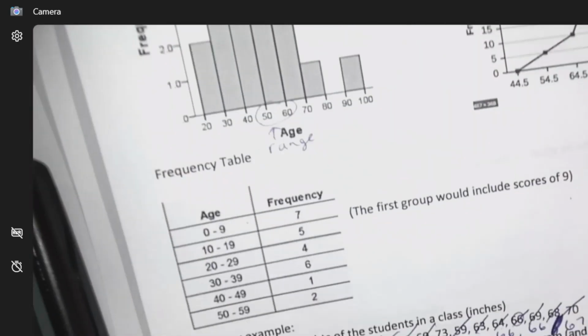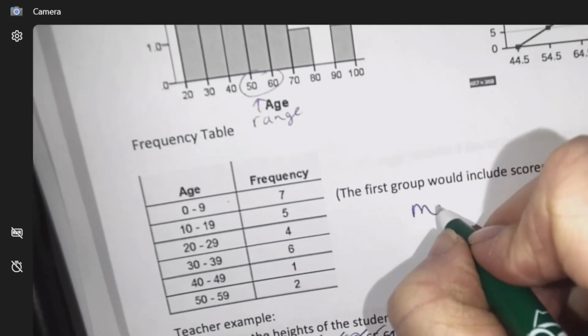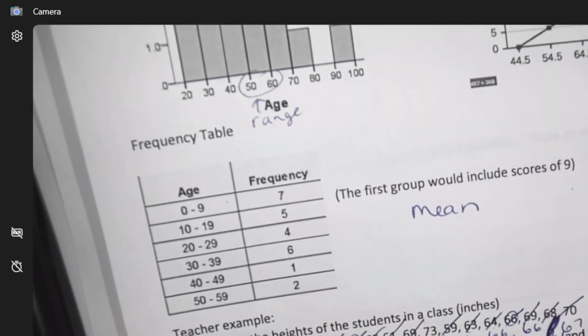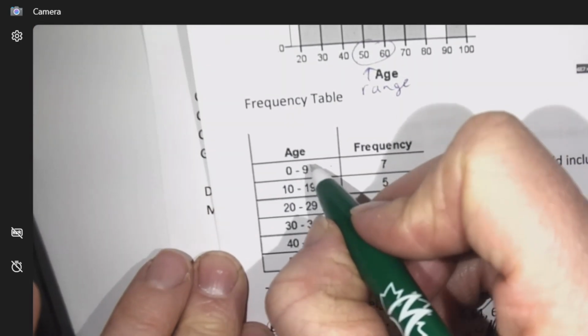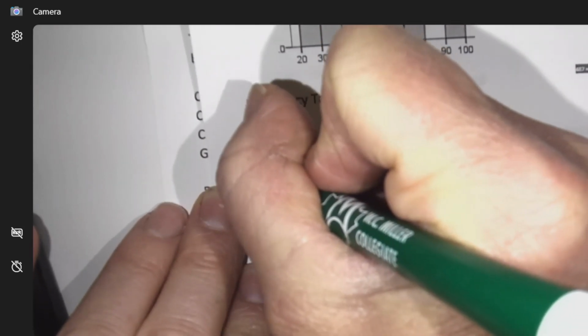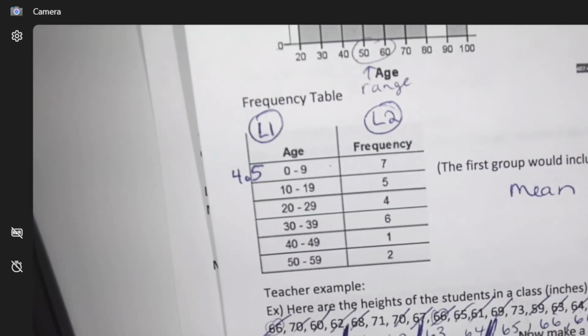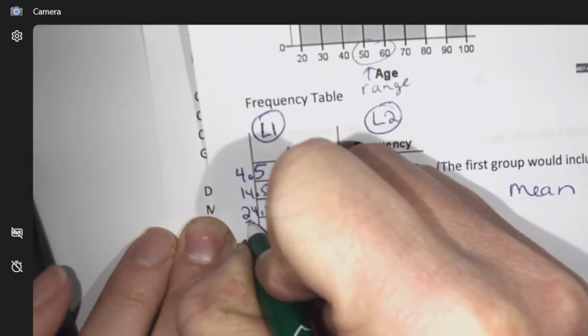Okay, let's try that one more time for this chart. Let's get the mean. Okay, so here's what I'm going to do first. I'm going to get the midpoints of this one because this is going to be my L1 and this is going to be my L2. So I'm going to be typing here, I'm going to use a 4.5 because it's the midpoint of that section. Here I'm going to do a 14.5, 24.5. Do you see a pattern here?